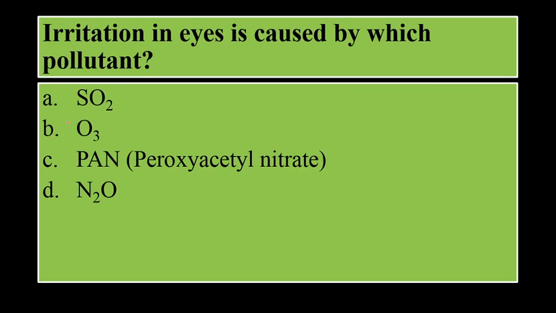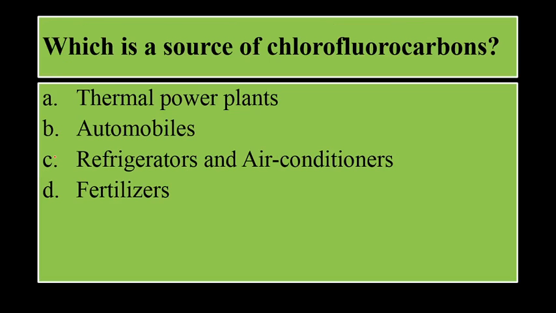Irritation in eyes is caused by which pollutant? Sulfur dioxide, ozone, peroxyacetyl nitrate, or N2O. So here PAN, which is peroxyacetyl nitrate, is the major cause of irritation in eyes.